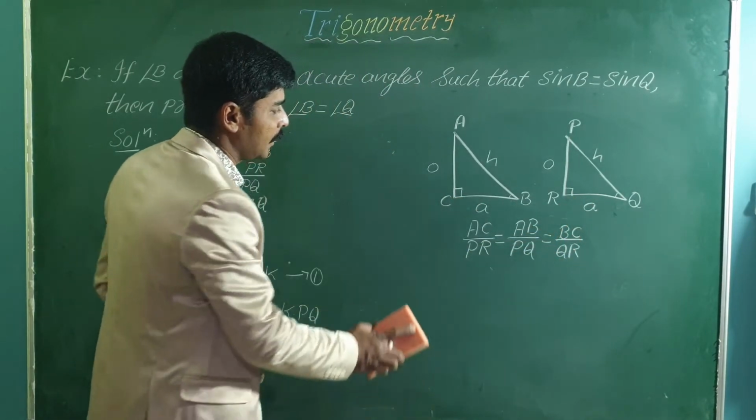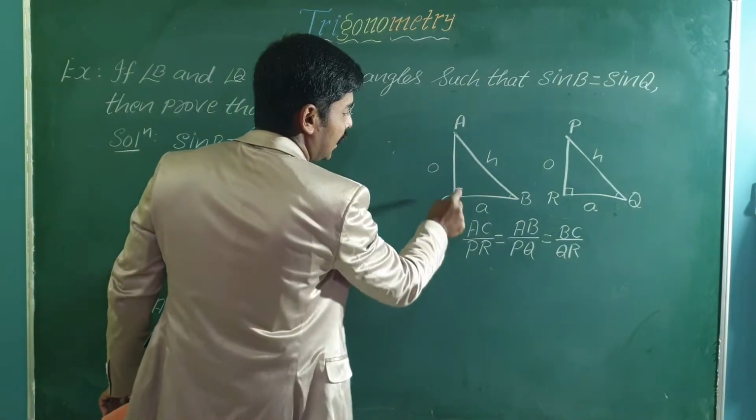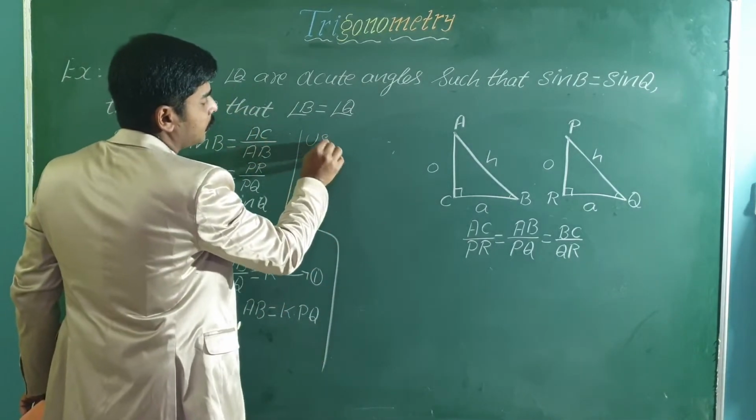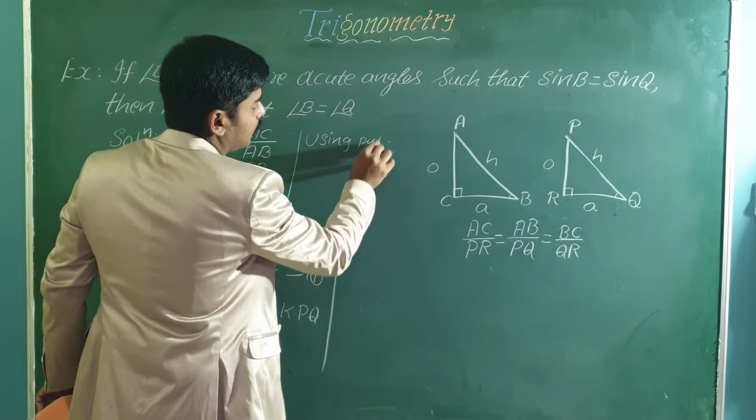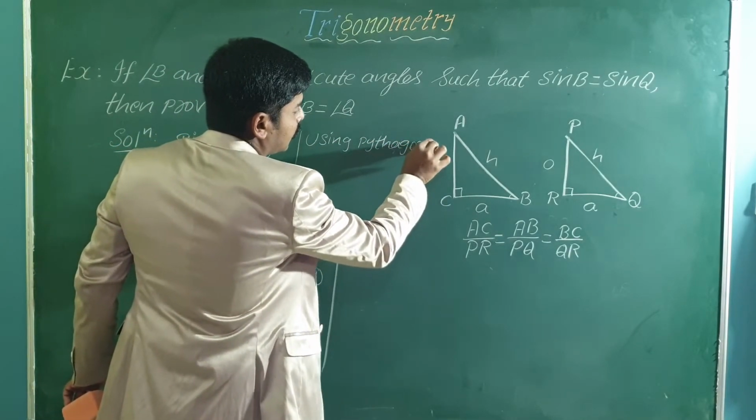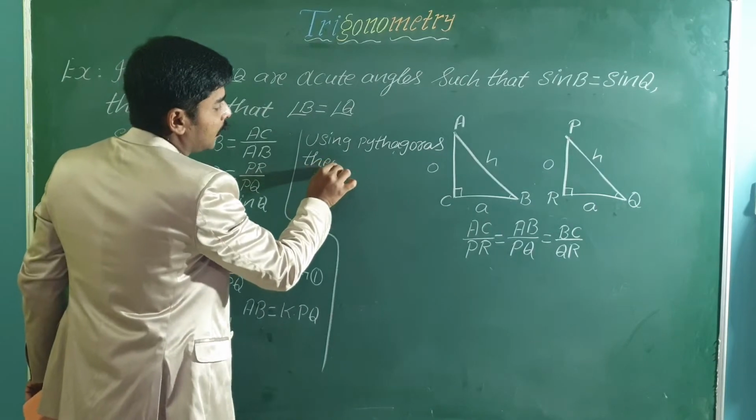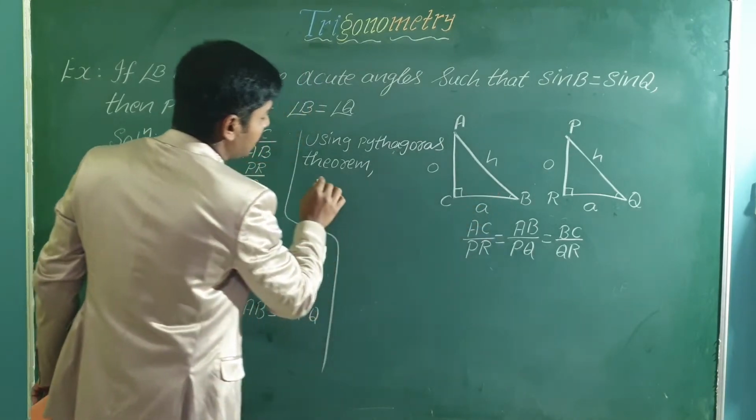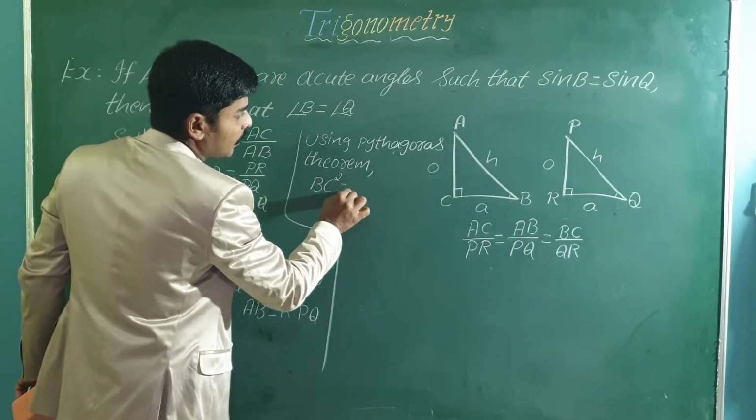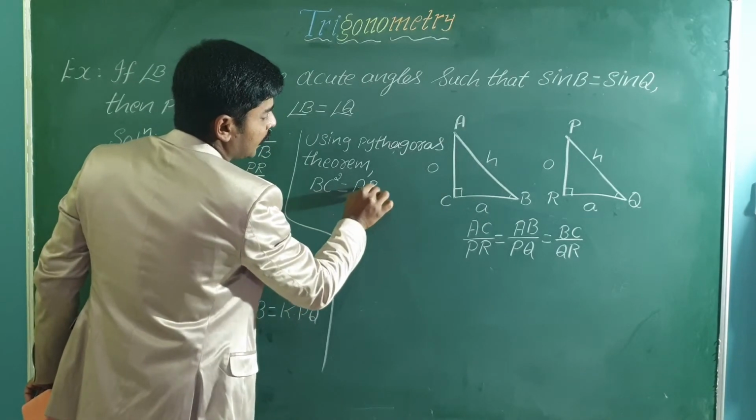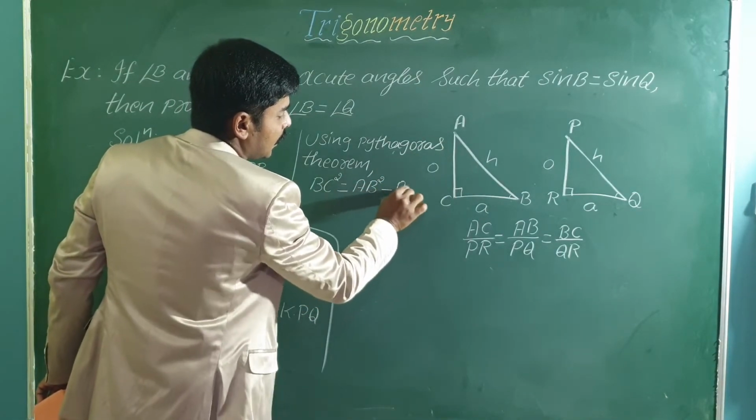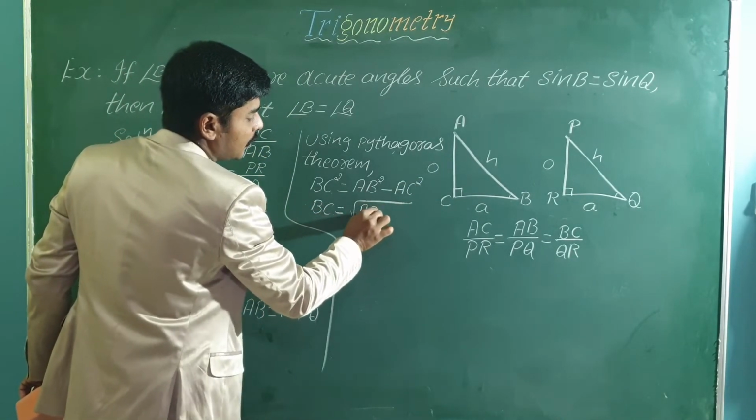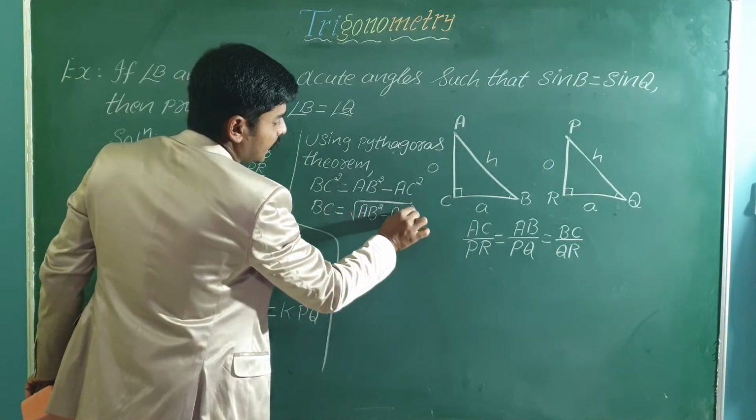So we will apply Pythagoras theorem for this right angle triangle and let us find what is BC. So using Pythagoras theorem to both of these right angle triangles, what we get? We can write BC square is equal to hypotenuse square, that is AB square minus AC square. So can we write BC is equal to square root of AB square minus AC square? Yes.